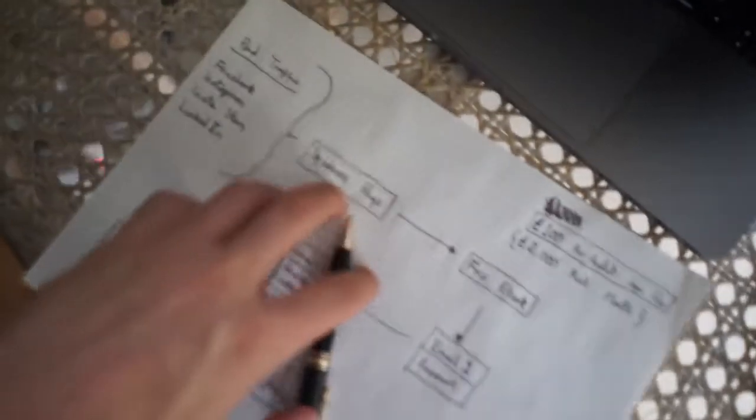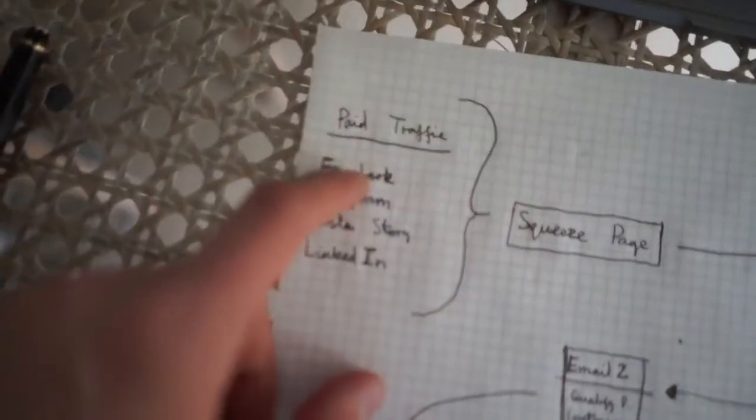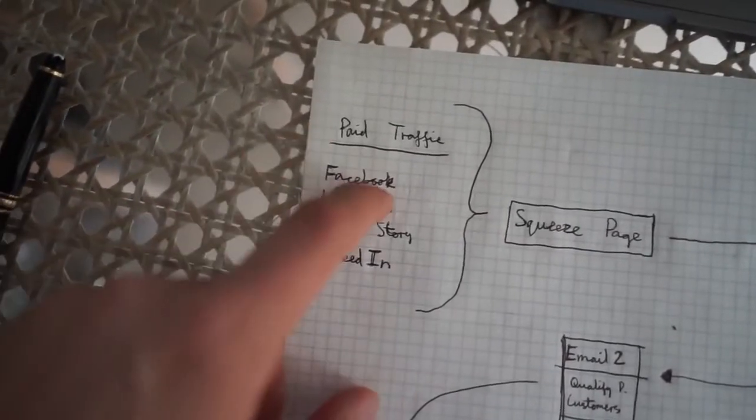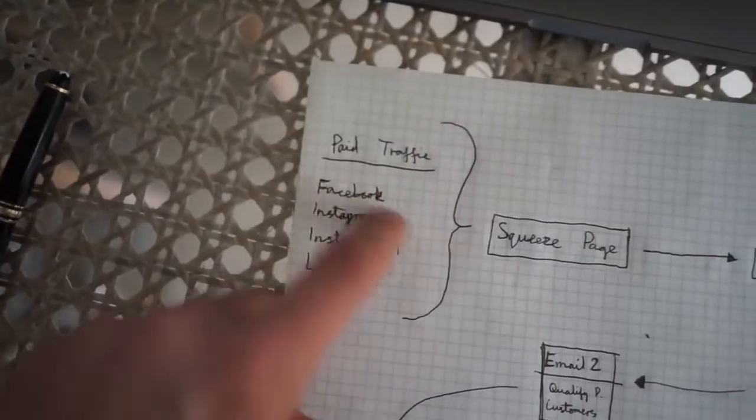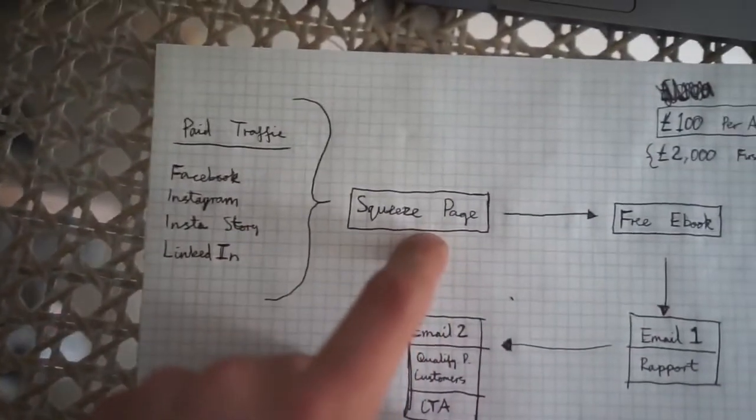I'm going to keep this video really raw and uncut. I'm just going to show you the actual sketch of the funnel. So what you have is paid traffic. Paid traffic is coming in from Facebook, Instagram stories, and I'm about to test out some LinkedIn advertising. This paid traffic comes into a squeeze page. A squeeze page is where you collect someone's email in return for some sort of value proposition.